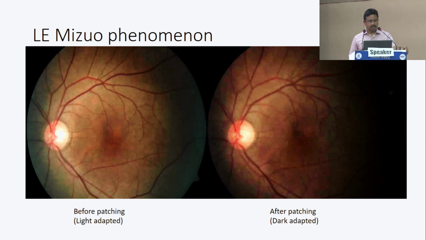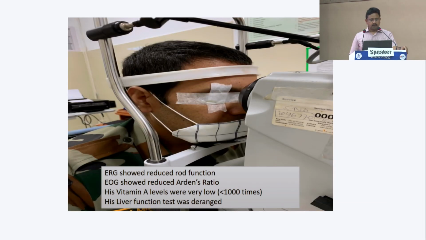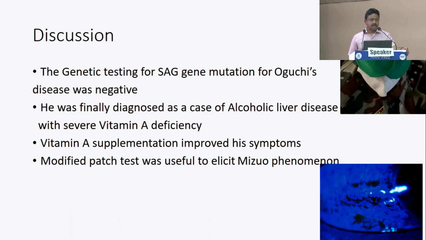Similarly, in the other eye, before patching which is light adapted, and after patching it is dark adapted, and that yellowish sheen disappears. So we went ahead and did the electrophysiology studies. The ERG showed reduced rod function, EOG showed reduced Arden ratio, and we did his vitamin A levels. They were very, very low, less than 1000 times, and his liver function was grossly deranged. As he was earlier labeled as Oguchi disease, so we went ahead with genetic testing for SAG gene mutation. It was negative, and based on the clinical features, he was finally diagnosed as a case of alcoholic liver disease with severe vitamin A deficiency.